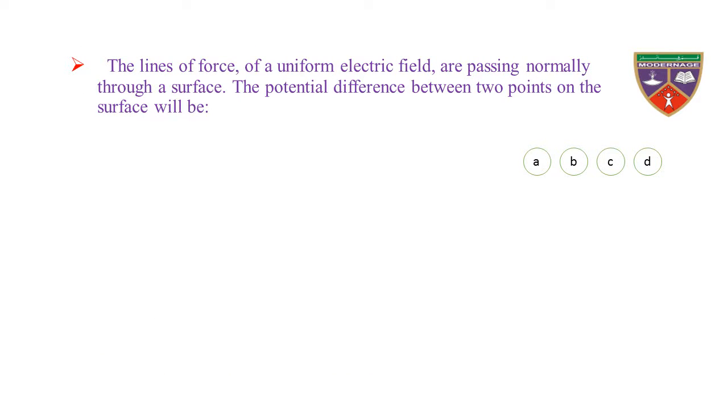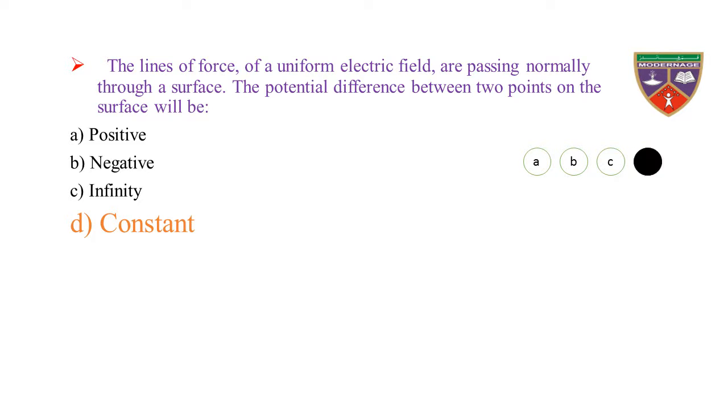The lines of force of a uniform electric field are passing normally through a surface. The potential difference between 2 points on the surface will be option A positive, B negative, C infinity, D constant. The key is constant. Therefore, the option D is correct.